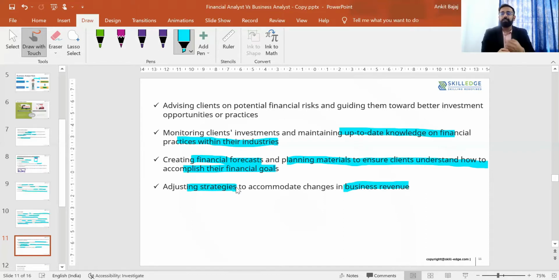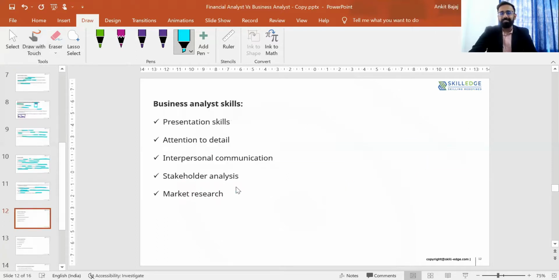Nowadays, Mukesh Ambani is into more than 100 businesses. So these ideas are given by financial analysts, right? So these are the basic functions of a business analyst and financial analyst.